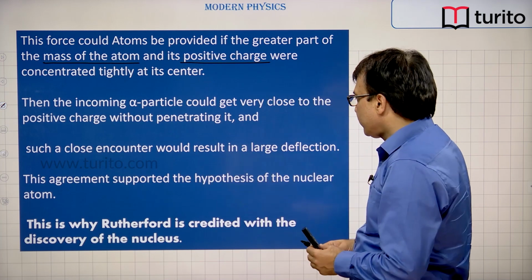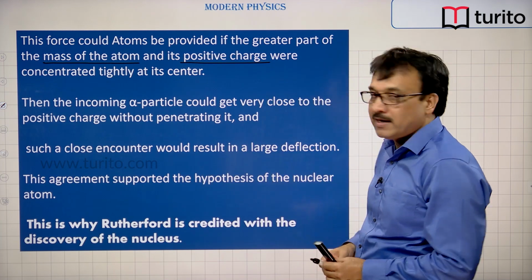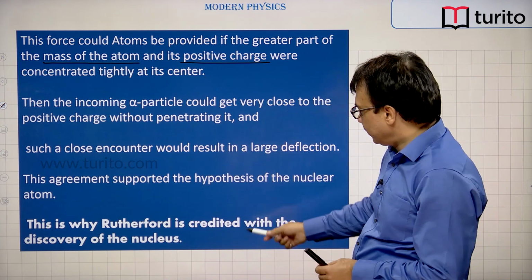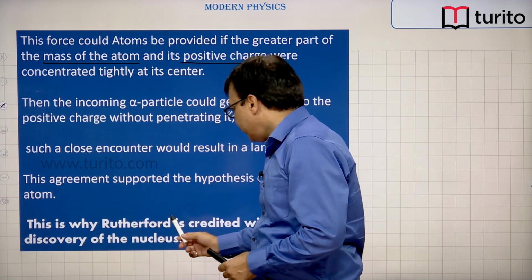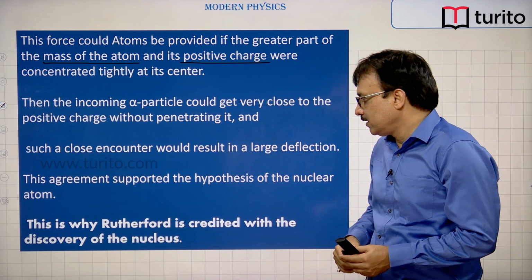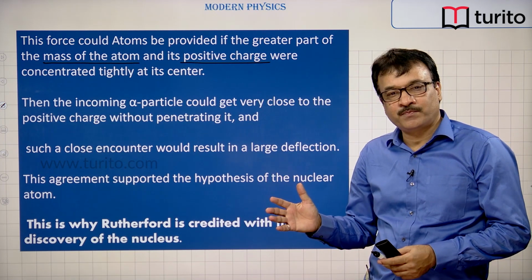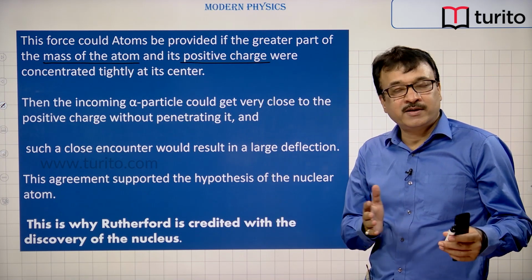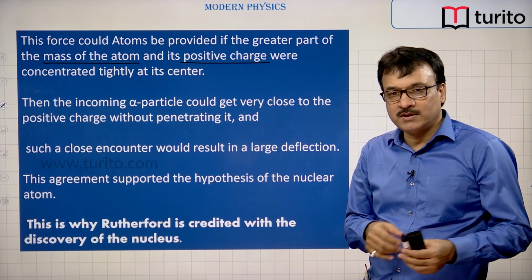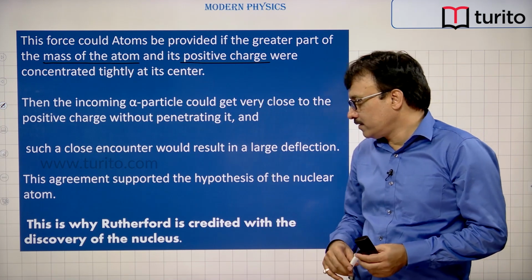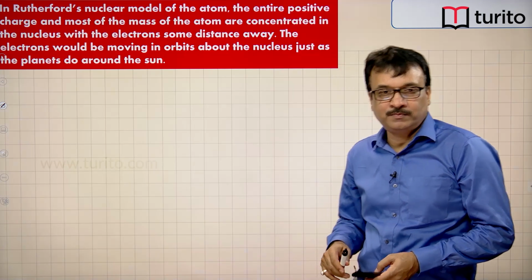This agreement supported the hypothesis of the nuclear atom, and this is a very important thing. This is why Rutherford is credited with the discovery of the nucleus. The discovery of the electron goes to the credit of Thomson. Similarly, Rutherford is credited with the discovery of the nucleus.